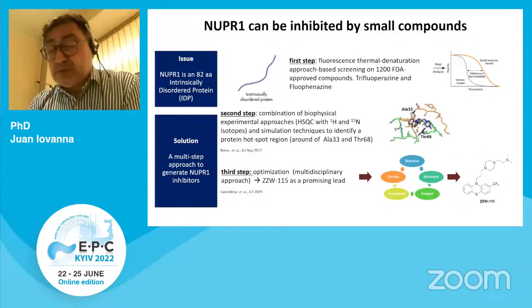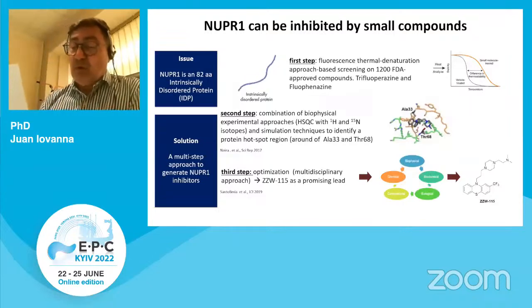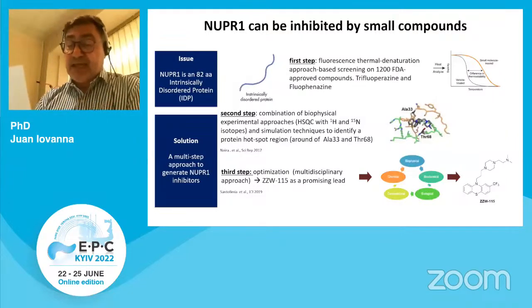3-fluoperazine, a drug which has been used to treat schizophrenia for several decades, binds and inhibits NUPER1. The second step was to determine the structure of the complex NUPER1 with 3-fluoperazine, and we found that this interaction involves amino acids in position alanine 33 and threonine 68.